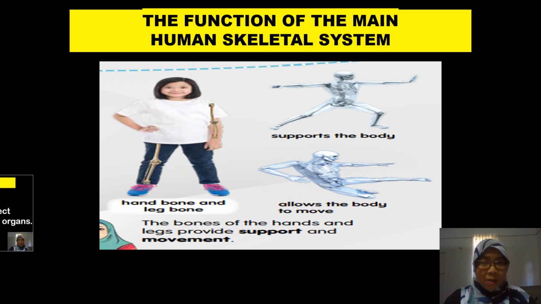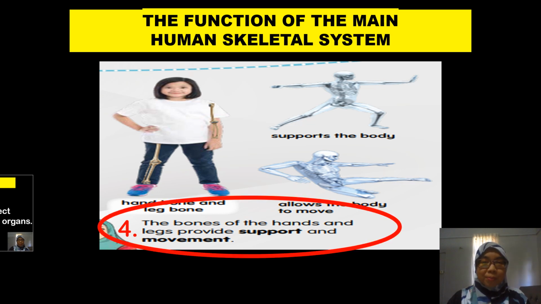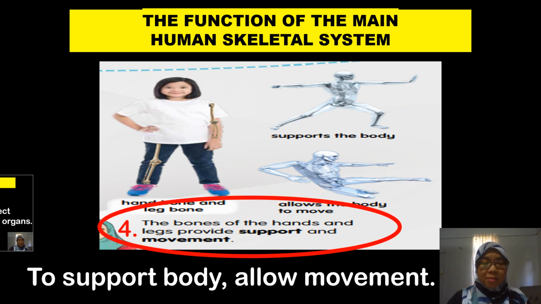As human beings, of course, we need to move. We need to do our work. We need our hands to carry objects. We need our legs to climb up stairs, to run, to jump, to walk. And without the bones, we cannot do that. So the function of the main skeletal system is, the bones of the hands and legs provide support and movement. So the point is to support the body and allow movement.